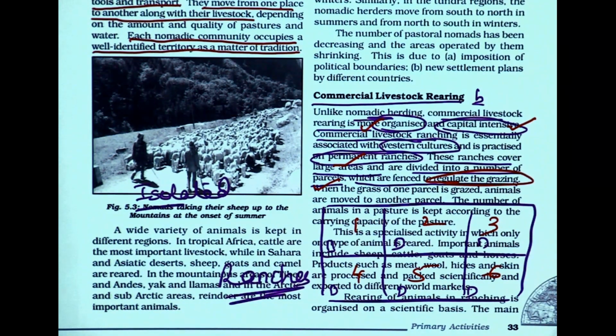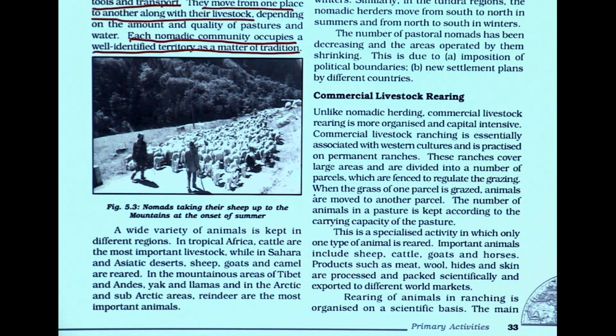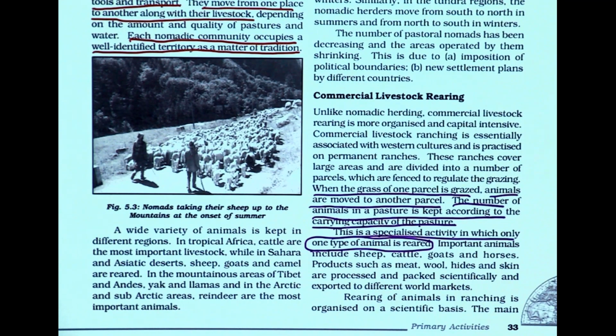And what kind of regulation it is? Regulation talks about when the grass of one parcel is grazed, animals are moved to the another pasture. The number of animals in the pasture is kept in accordance to carrying capacity of the pasture. So it becomes more organized. This is a specialized activity in which only one type of animal is reared. Important animals include sheep, cattle, goats, horses. Products like meat, wool, hide, skin are processed and packed scientifically and exported to different parts of world market.